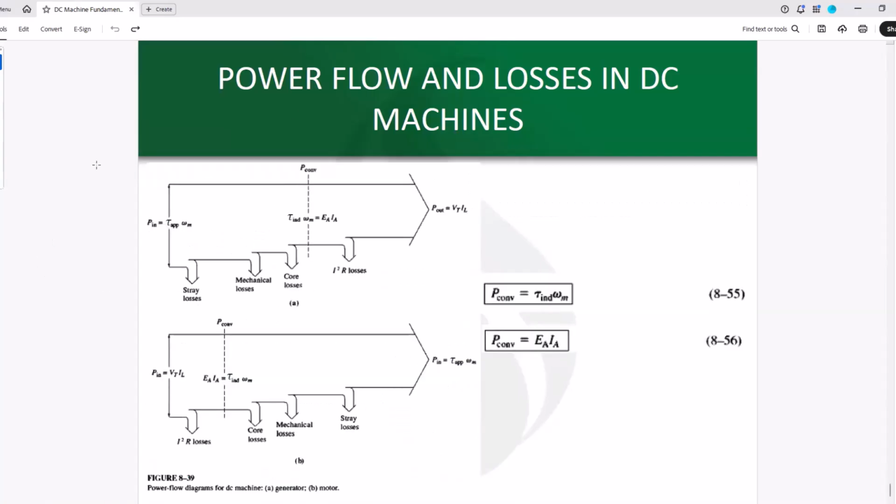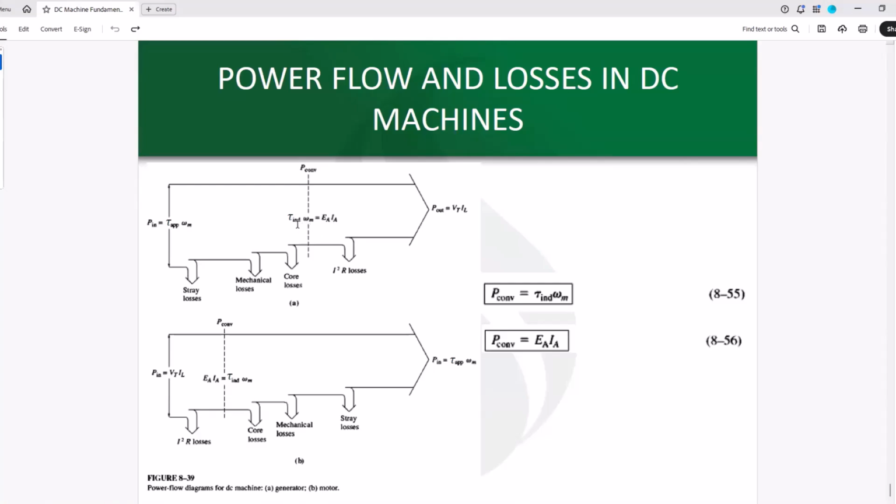So if you want to look at the flow of power and losses in the DC machines when they are working as a motor versus a generator, here A is associated with a generator. On the input side, we are applying tau or a torque times omega m. That becomes the input power. Then there would be some stray losses deducted, and then mechanical losses, and then core losses. After these, at this point, we call this power the converted power, the power that is converted from magnetic field into electricity.